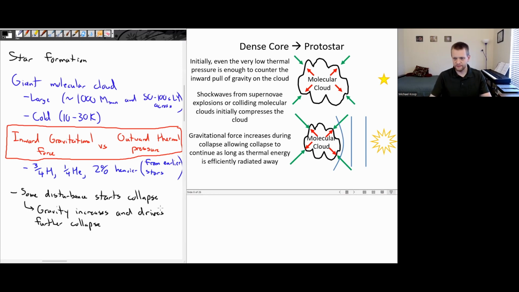And with this collapse, at least initially, this thin gas that's pretty close to being transparent is very good at radiating away thermal energy. So at least at the beginning, this thing is going to start to collapse, but not heat up too much yet.